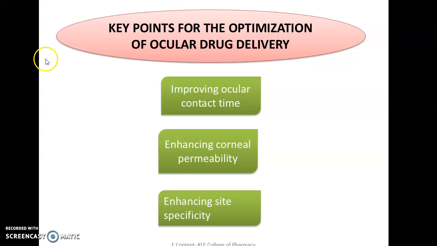Next, the different key points for the optimization of the ocular drug delivery system. First, improving the ocular contact time. Next, enhancing the corneal permeability, so that permeation takes place, and enhancing the specificity. These are the different key points for the optimization of the ocular drug delivery system.